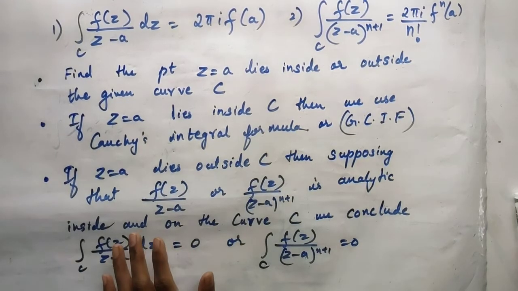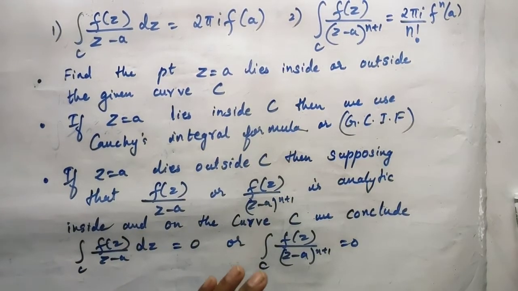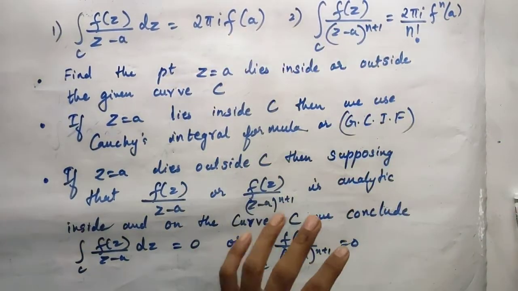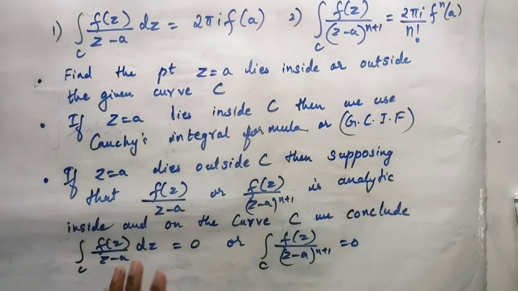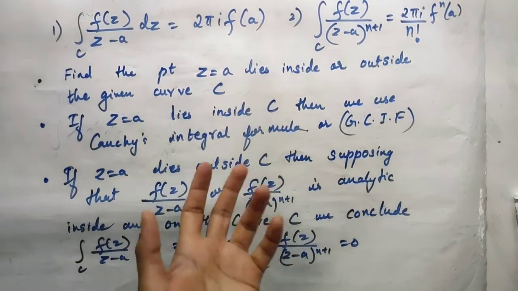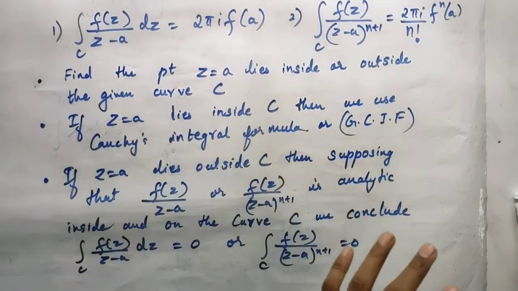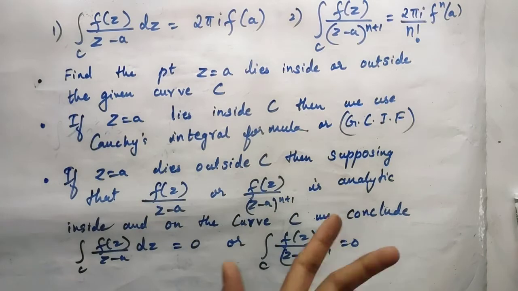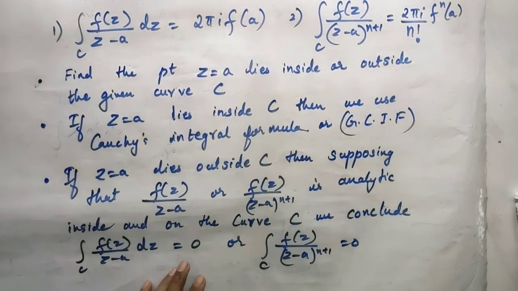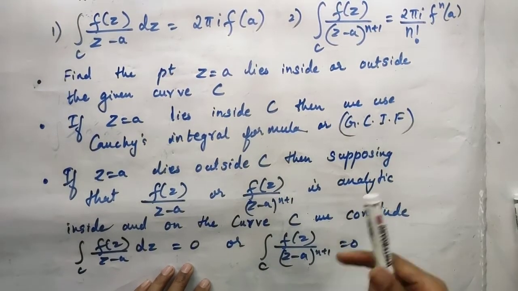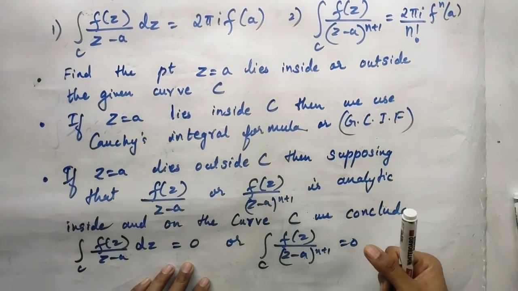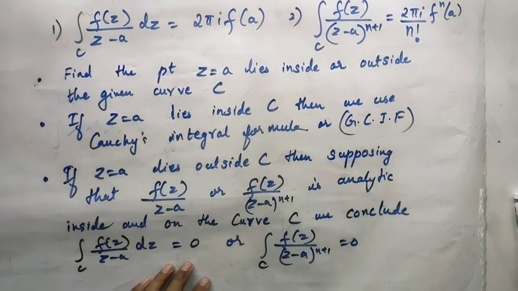I hope that is clear to all of you. So the only thing you have to remember: if the point is inside the curve, then only we evaluate using the integral formula. If it is outside the curve, the direct conclusion is that the integral value will be 0, because the given function is analytic inside and on the closed curve c. The point lies outside the given curve, so its integral value will be 0 by Cauchy's theorem. Hence we will be doing the problems in this pattern. Let us continue with the problems and see how to work in detail.